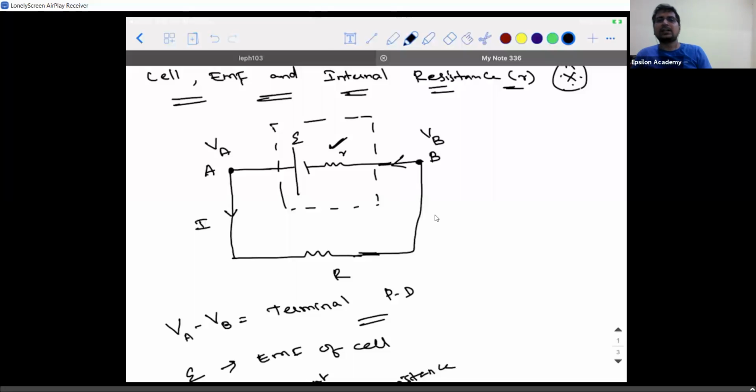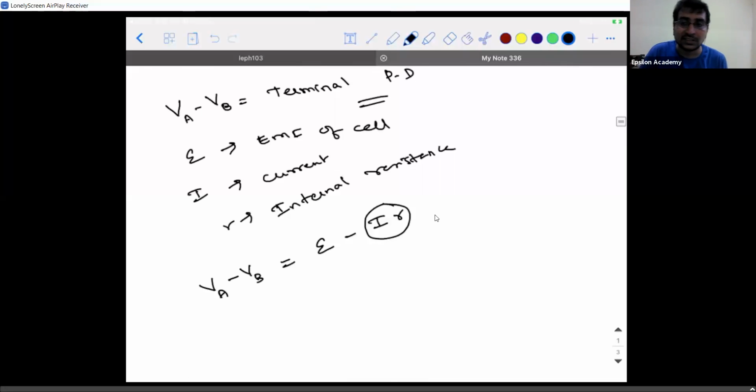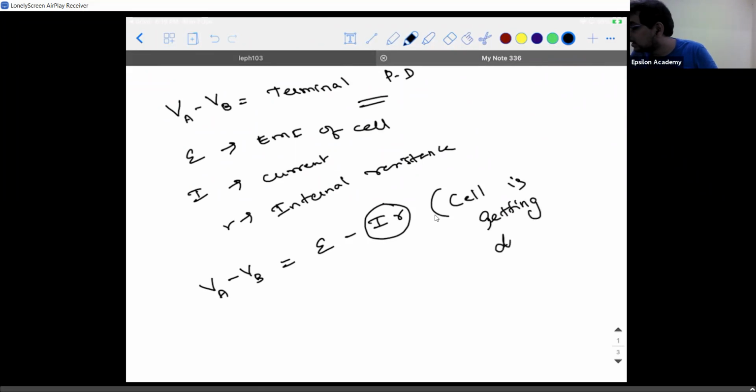If you are able to calculate that E minus IR, then mathematically that is what is called the terminal potential difference across the cell when the cell is getting discharged. So what do I mean by discharge? That is when the cell is supplying energy to the external circuit.